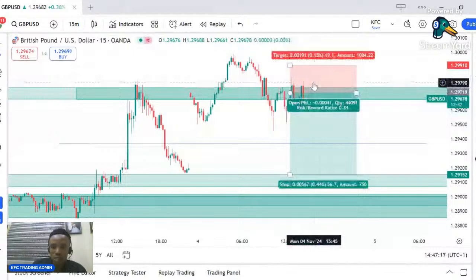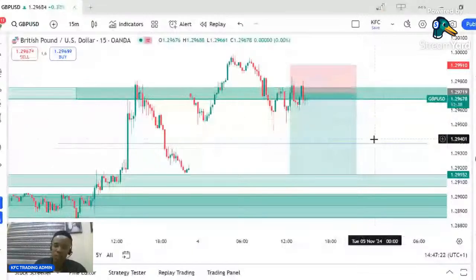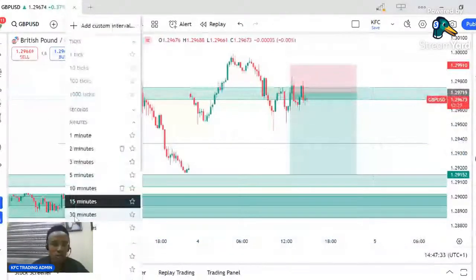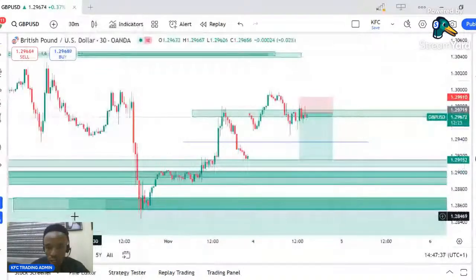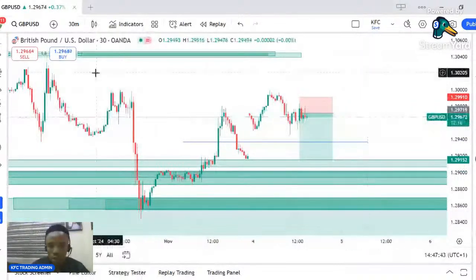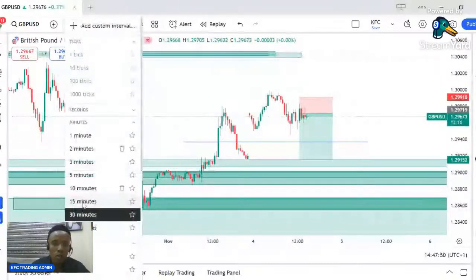Okay, let me see. It looks like a new liquidity has been formed. It's not yet fully formed. So it's not a good time to just go in. So let's wait for this liquidity to be fully formed. It's still about to be fully formed. So you see why it's not a good time to just go in. Let's wait a little bit.